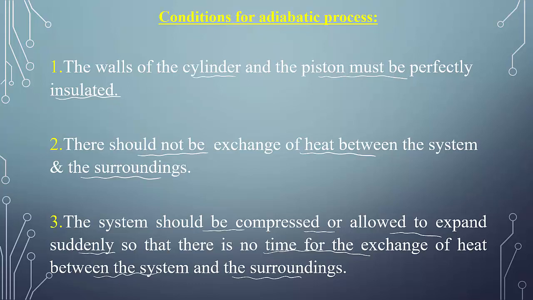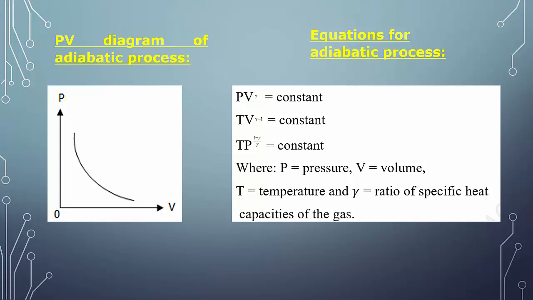Remember, adiabatic process must take place very fast. Isothermal process must take place slowly, but adiabatic process must take place very fast. When it takes place suddenly, there is no sufficient time for the exchange of heat energy, so it will be adiabatic process. So these are the three conditions for adiabatic process.